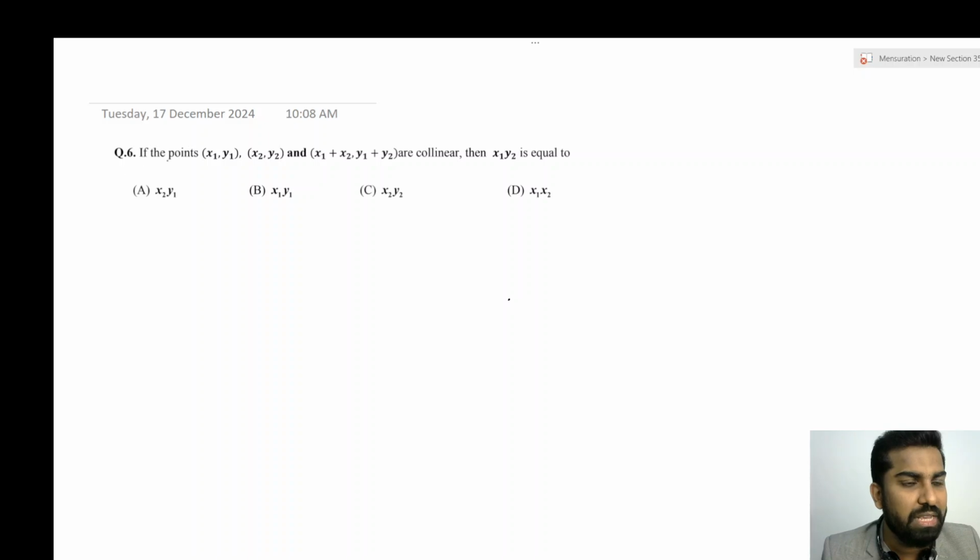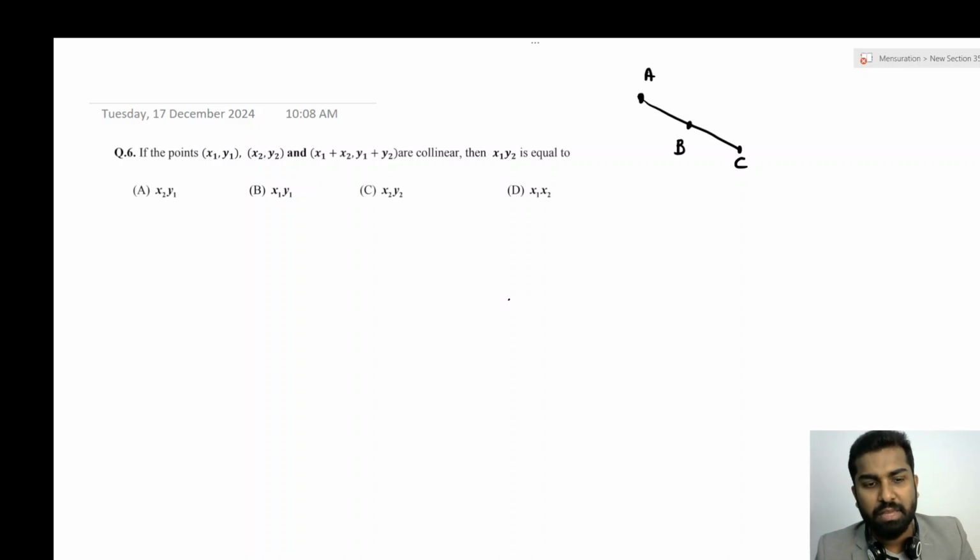The question is from the determinant concept. If the points (x1, y1), (x2, y2) and (x1 plus x2, y1 plus y2) are collinear, then they are asking for x1 into y2. We know that if 3 points A, B, C are collinear, we can't frame a triangle using them, or in simple words, the area of the triangle in this case will be equal to 0.